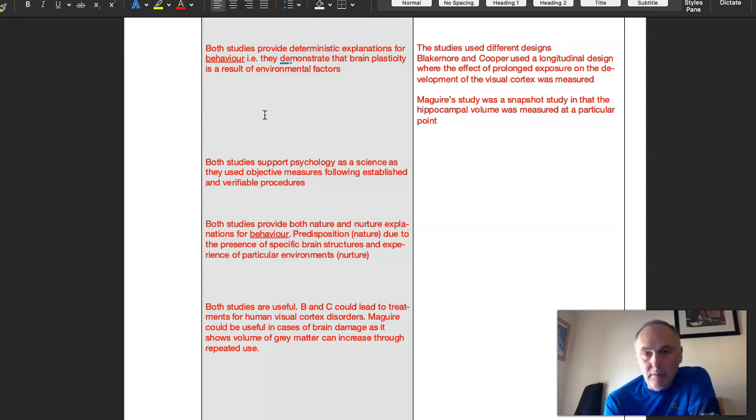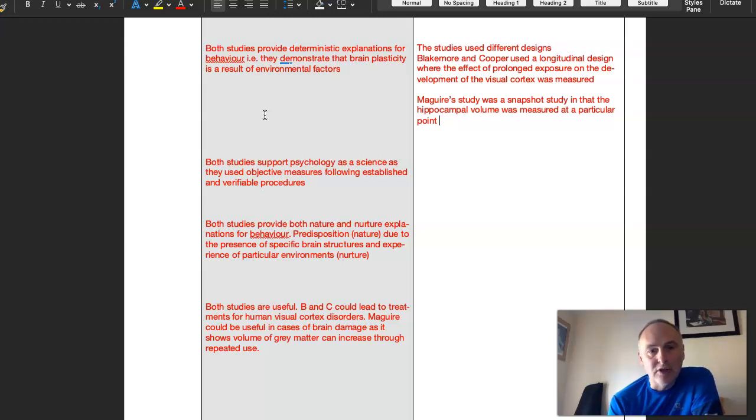Right, so remember, determinism is all about the fact that we don't have any free will, any free choice about what happens to us. There's something, either internal or external factors, which is controlling our behaviour. In this situation we have deterministic explanations of behaviour, because brain plasticity was a result of environmental factors. Now, brain plasticity is due to not just environmental factors. I guess you could say there is a predisposition, in that you do have the brain structures to be plastic, if you will. But it was the environmental factors, the nurture, which was actually causing that to happen. So you can see how those two things start linking together.